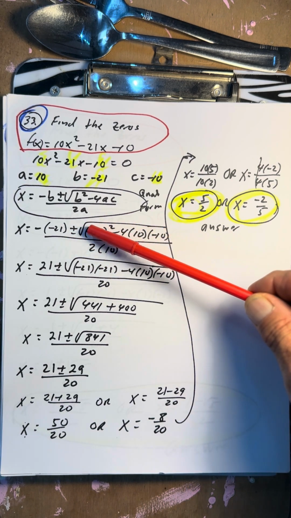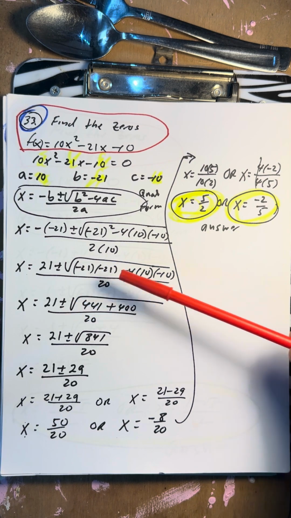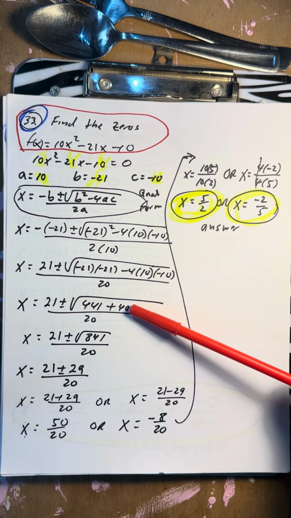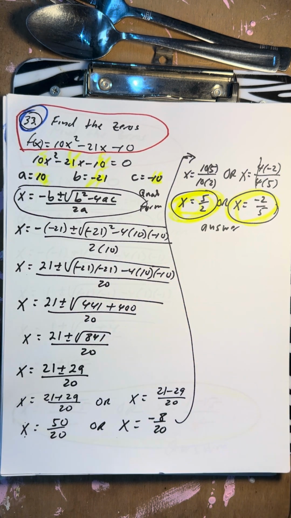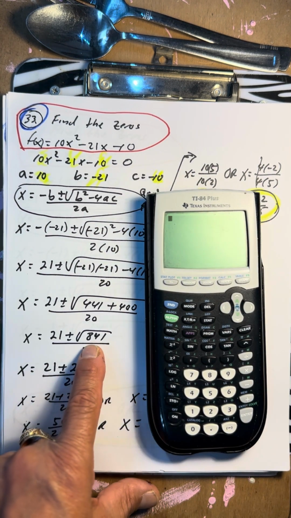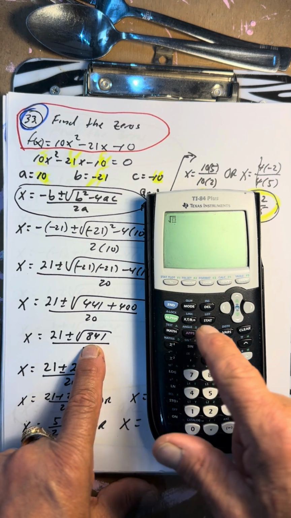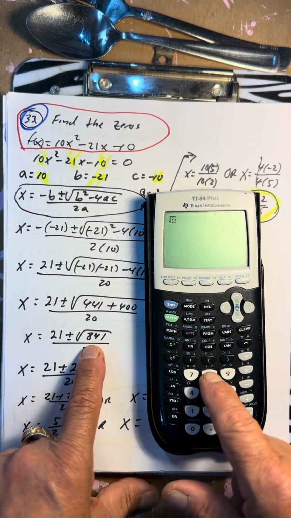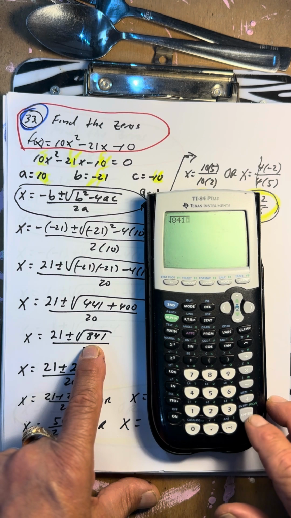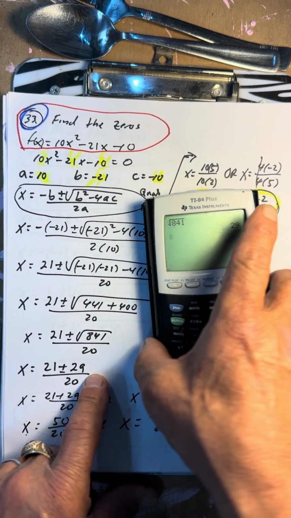And we have negative 21 squared. Negative 21 squared, negative times negative is positive, is 441. And all these numbers together is 400. Add them together, you get 841. And the square root of that, you don't know what that is? That's fine, I'll show you. Use second function square root of 841. There it is. Square root of 841 is 29. Okay, just in case you can't get it.